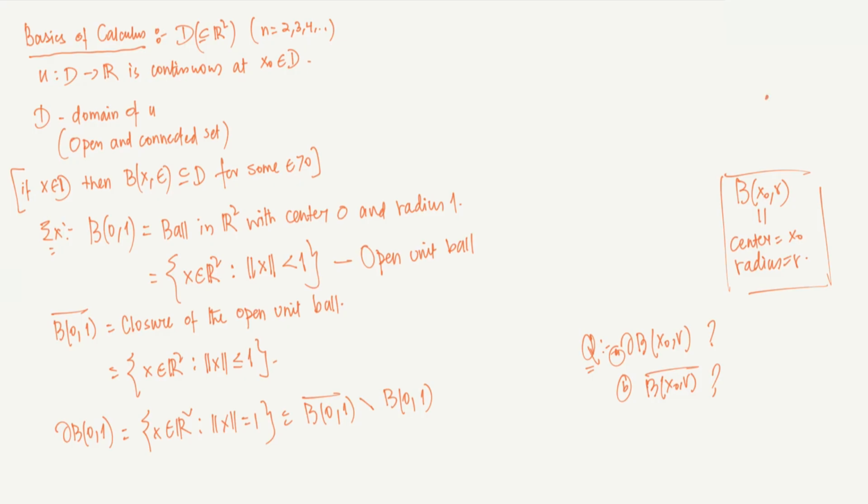Connected means, very simply speaking, you take any 2 points and you can join them along a path which always lies inside the domain D. So let's say D is connected: if you take any 2 points, there exists some path which connects those 2 points, and the path should always be contained in D. So that's basically the domain.